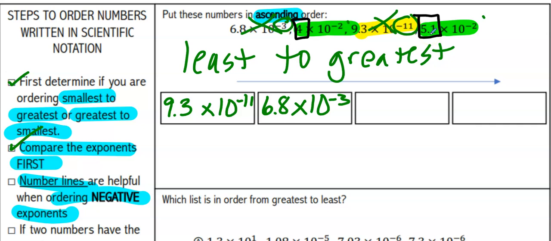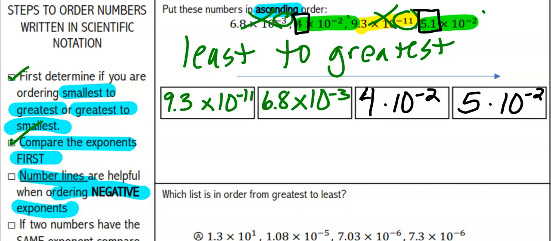So what's greater, or what's going to be least? Because we're going from least to greatest. So the least number between these is going to be 4. So it's going to be 4 times 10 to the negative 2, because 4 is smaller than 5.1 times 10 to the negative 2. So they have the same exponent, but 4 is less than 5. All right? So be careful of that when they have the same exponent. You're ordering the number by its base.